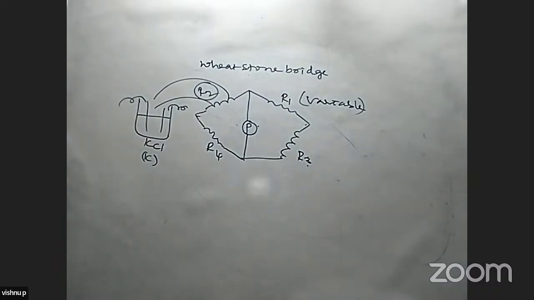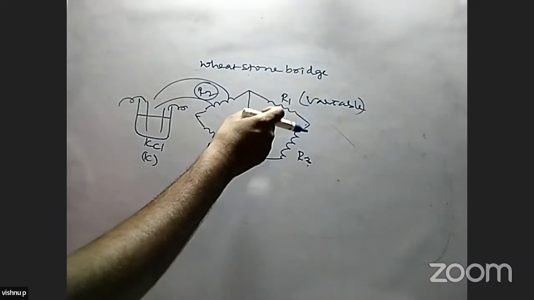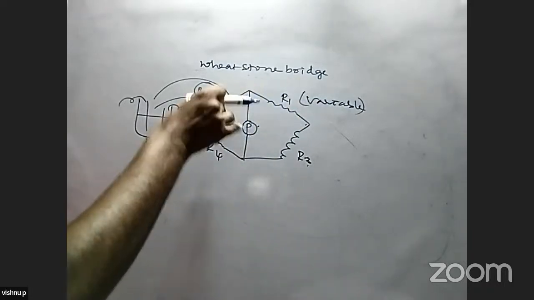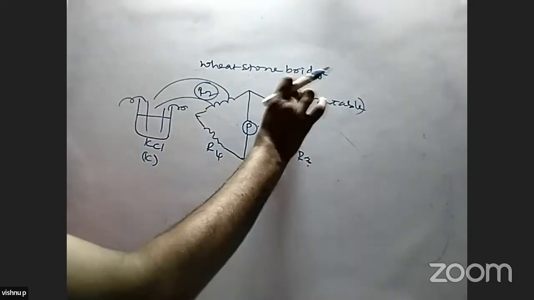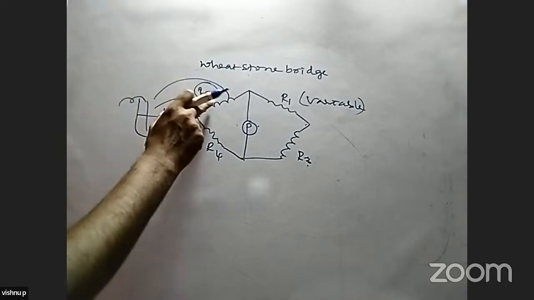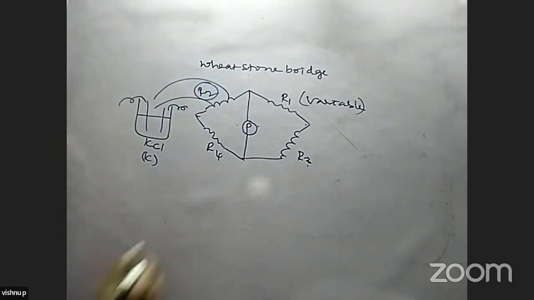R1 is variable. Variable means we can change it so that in this Wheatstone bridge a null point is obtained. At the null point the sound is minimum, so we can adjust this variable resistance to get that null point. So at the null point we can find out the R2 value.